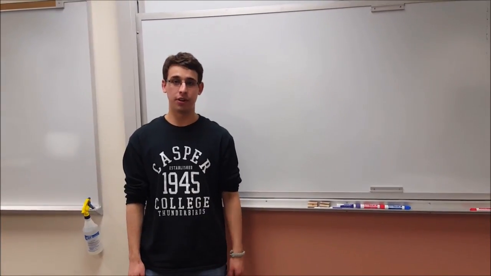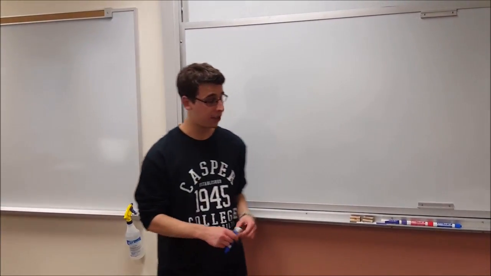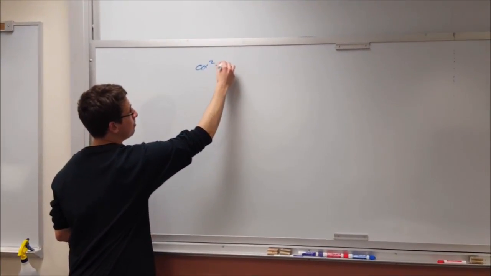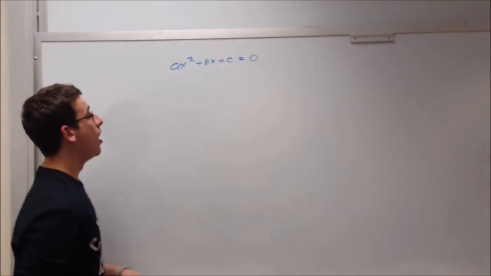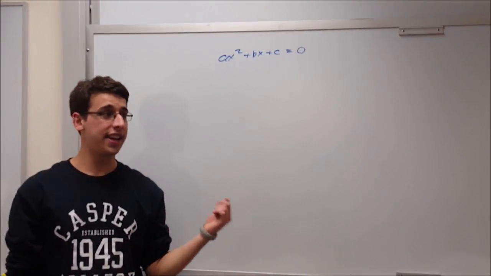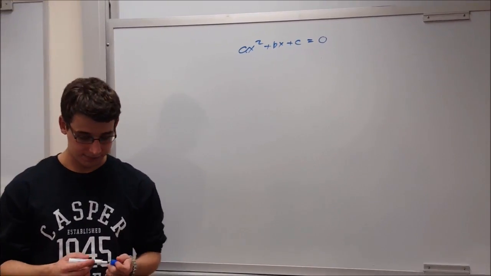For those of you that don't know, the quadratic formula is a way to solve second-order polynomials. A second-order polynomial takes the form of this: ax squared plus bx plus c equals 0, where a, b, and c are coefficients. In this case, we'll assume they're members of the real numbers.